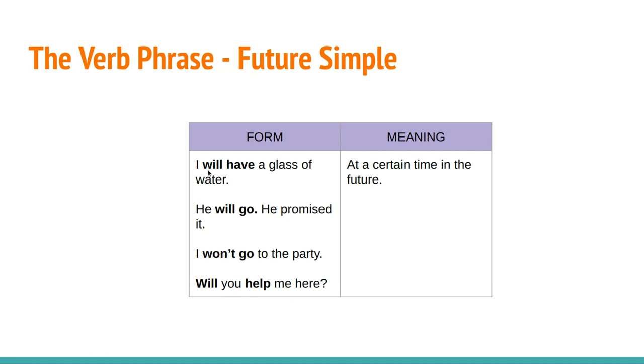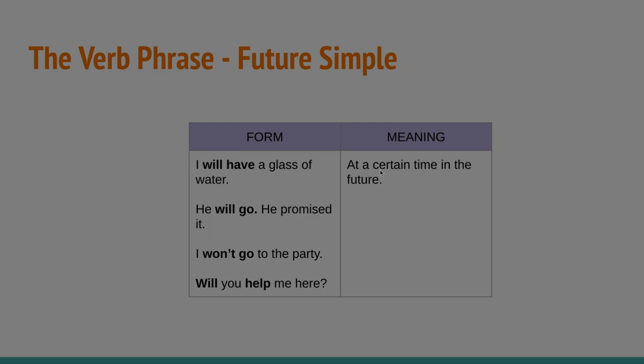Remember that modals are not marked neither for tense nor person. The negative form is formed by the auxiliary and the operator not, which we can fuse, and we get won't. I won't go to the party. And the question once again, we swap the auxiliary and the subject. Will you help me here? The meaning is at a certain time in the future.